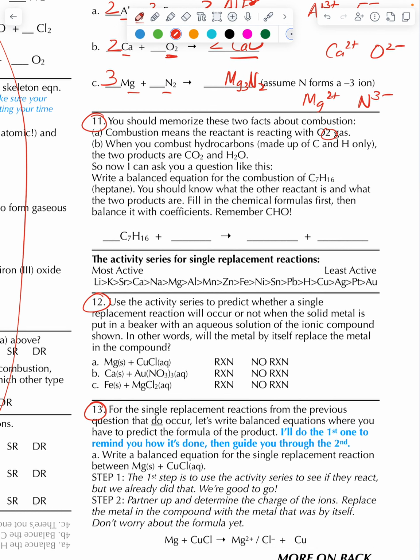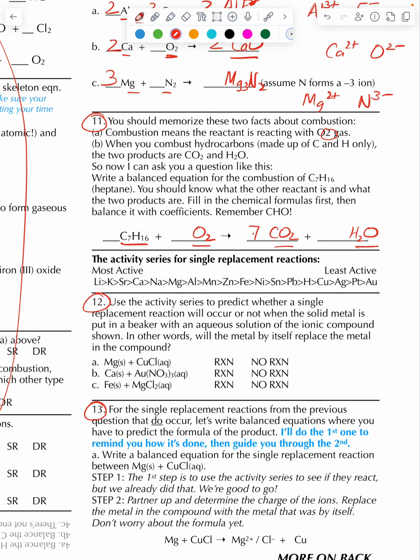I expect you to know that if I say you're combusting a hydrocarbon, you know the other chemicals, right? And then we balance it with CHO. So let's practice this. If I'm combusting C7H16, what's the other reactant? Not O, but O2. That's combustion. And since I'm combusting a hydrocarbon, we're forming CO2 and H2O. It doesn't have to be in that order, but that's how I always do it. So then we use our CHO.